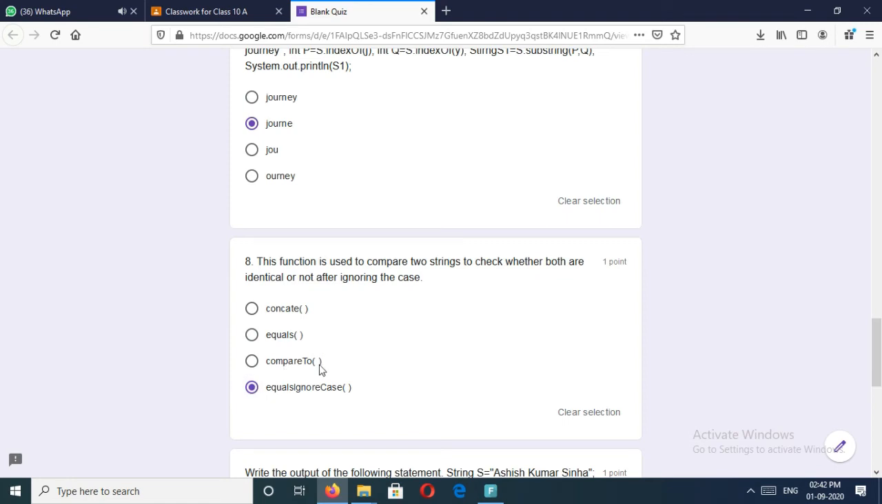And what's the use of compareTo? Whether one is greater or smaller. That way, if you want to check, you can use the compareTo function. What's the use of the concat function? To join two strings. But here the question is to check whether two strings are identical or not after ignoring the case. Because of that, the answer must be equalsIgnoreCase. Okay.